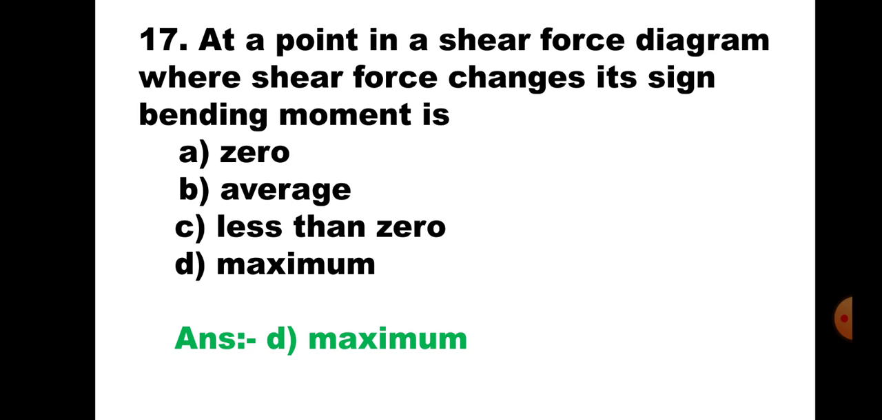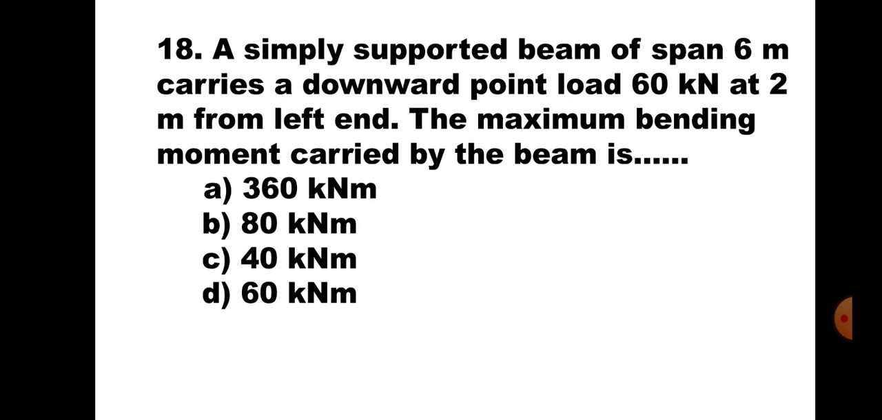Question number 18. A simply supported beam of span 6 meter carries a downward point load of 60 kN at 2 meter from the left end. The maximum bending moment carried by the beam is A 360 kN meter, B 80 kN meter, C 40 kN meter, and D 60 kN meter. Here the maximum bending moment is WAB by L. Put the appropriate values, you will get the answer as 80 kN meter. Hence the correct answer is B.